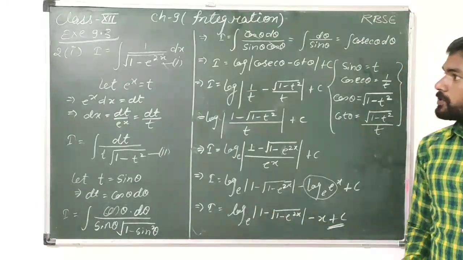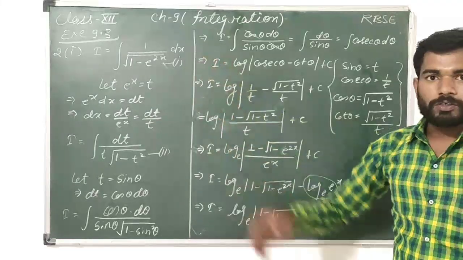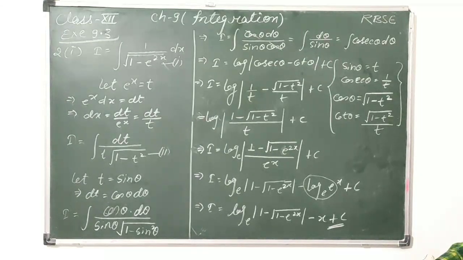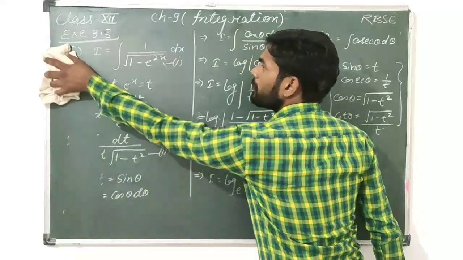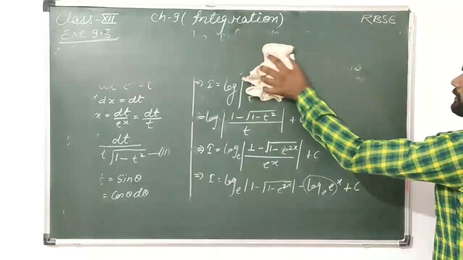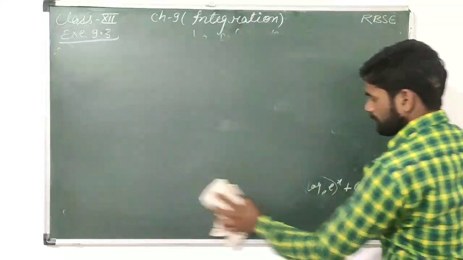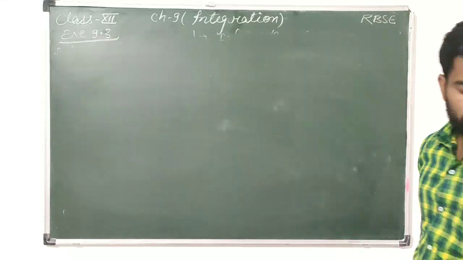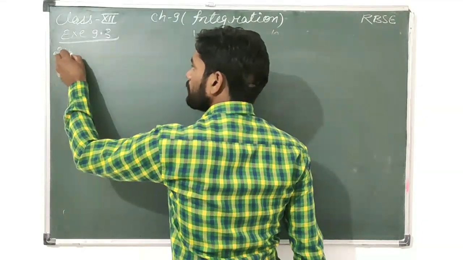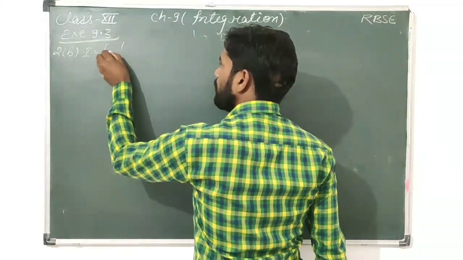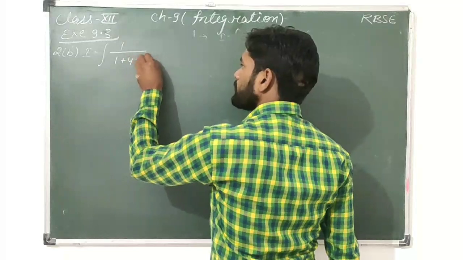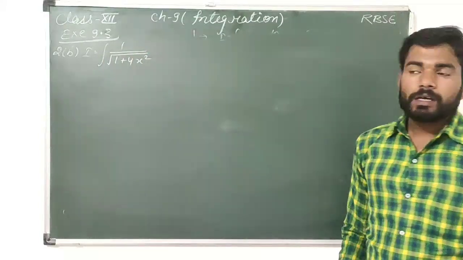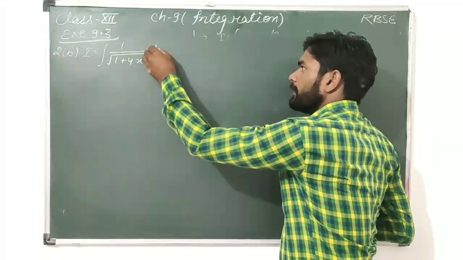Okay, student. So it is the answer of the first part of our question number 7. So let's proceed to the second part, and you should copy this solution in your notebook. Second part is B. I is equals to integration of under root 1 plus 4x square into dx.